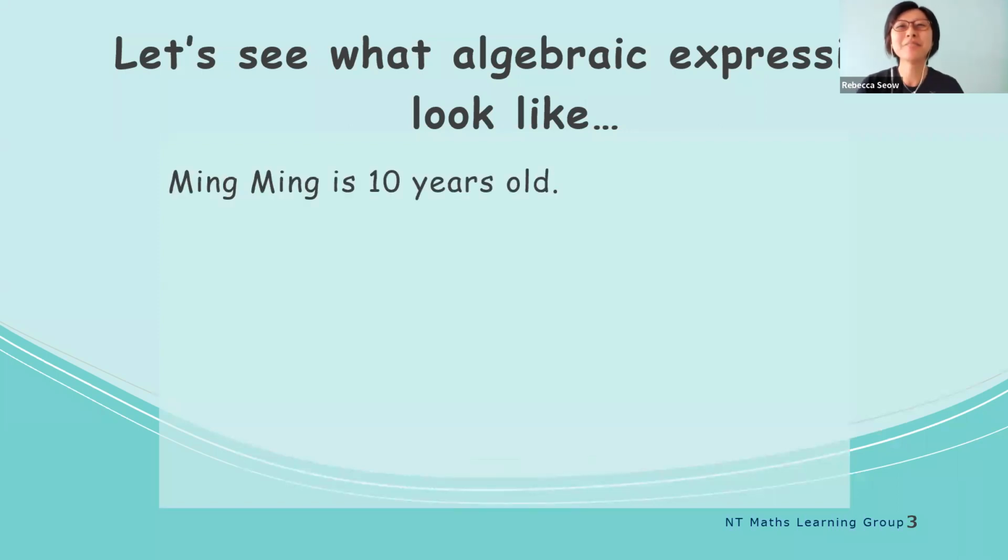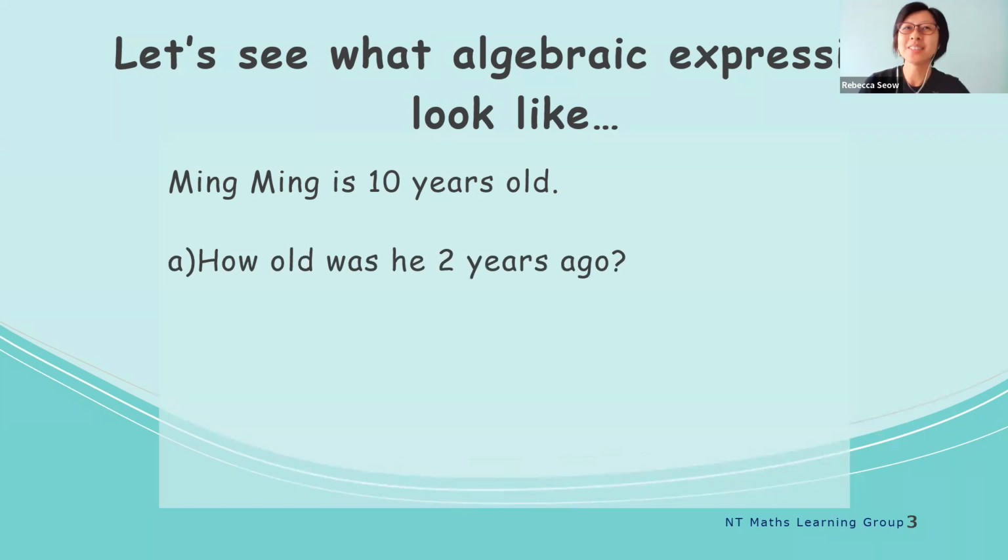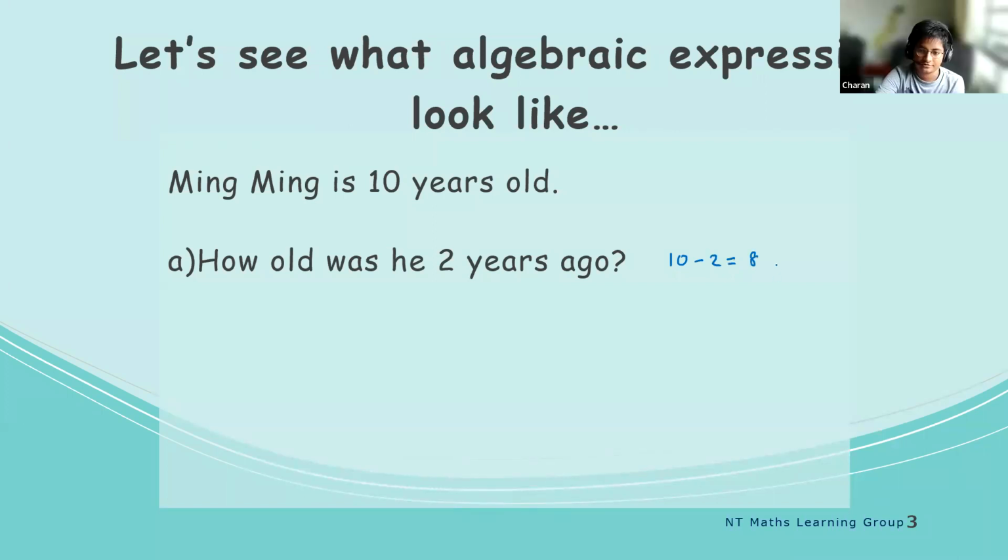If I were to give you a very simple and relatable example, Ming Ming is 10 years old. Now, how old was he 2 years ago? Let's have some participation. He was 8 years old. How would you get that? I just take 10 years minus 2 years, and we get 8. So this would be something like a primary school kind of question.